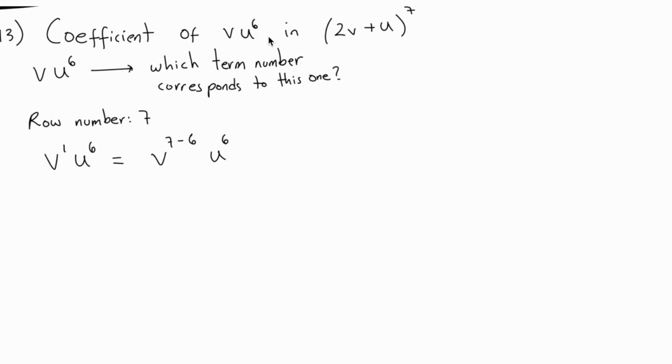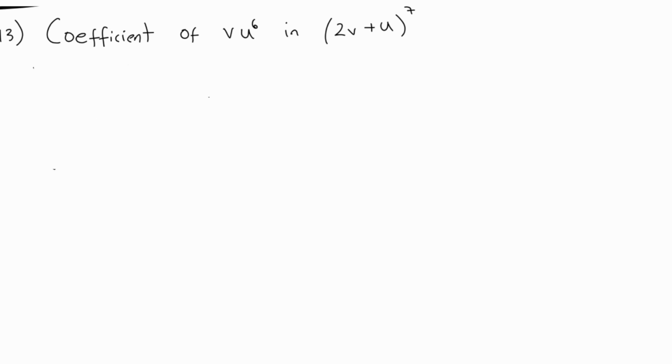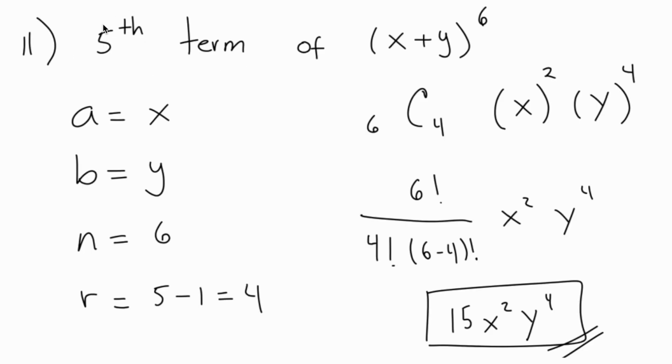So what I am telling you is that you can use the general term formula. If you look at this, it can tell you what is the value of r, and this will tell you what is the value of n. So you need to find the term that has r equals 6, n equals 7, and you know what is a and what is b. If I give you this question, it's the same as this one. In this one, I am asking you for the fifth term and to apply the formula.